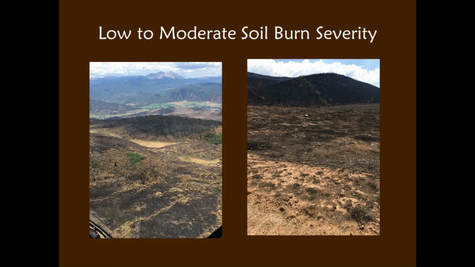So if you have areas of low to moderate soil burn severity, your root structure is still going to be intact, and your soil structure is still going to be intact. And so it's going to be a much different effect. You're going to have a much different post-fire response, at least in terms of precipitation events, but also in terms of revegetation, because you're going to be retaining your soil productivity.